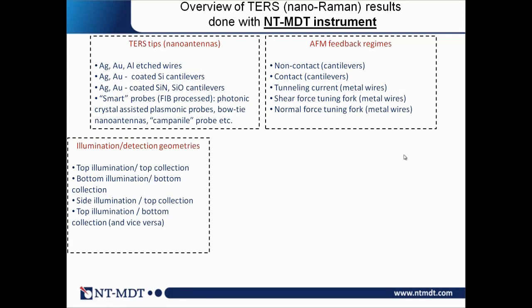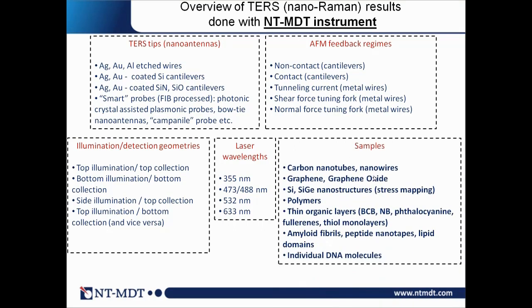Illumination and detection geometries being used are different: top illumination, top collection, bottom illumination, bottom collection, side illumination, and various other configurations. Different lasers are applied. With aluminum etched wires people are using a 355 nanometer laser, a green laser for silver tips, and for gold tips, blue laser and red laser for different tip materials, and most interestingly, different samples.